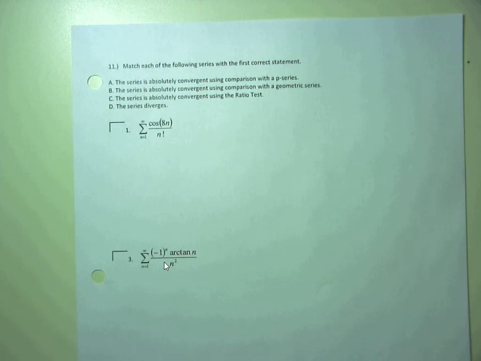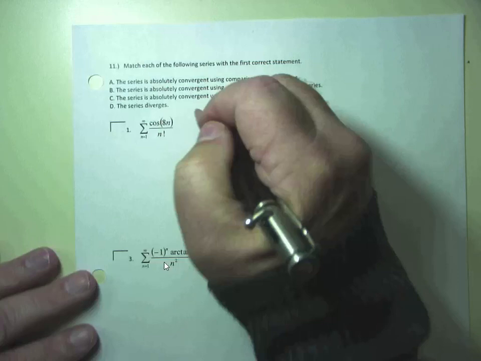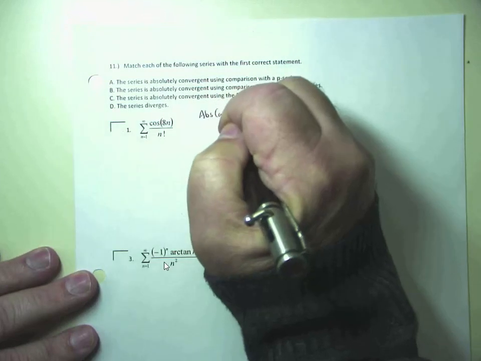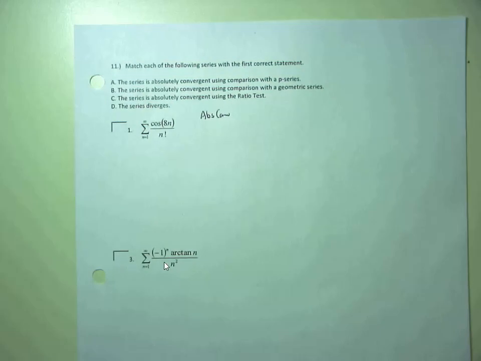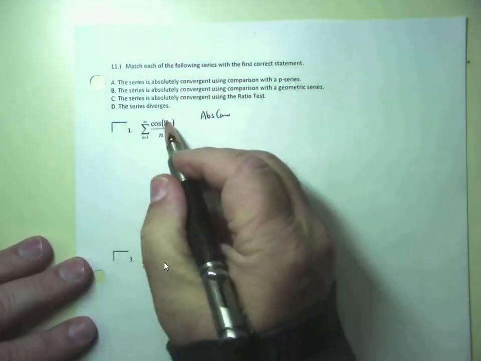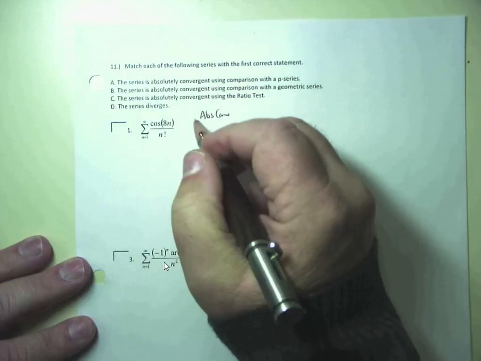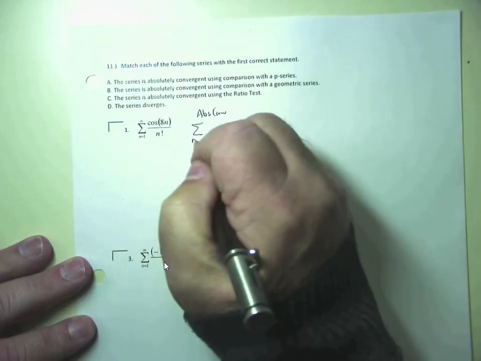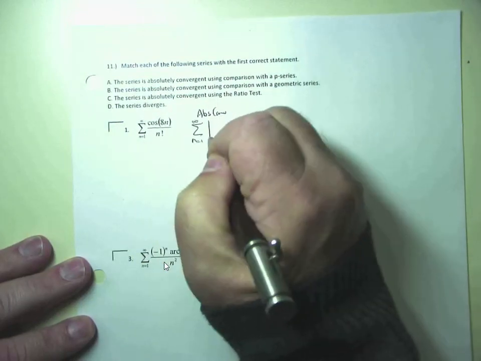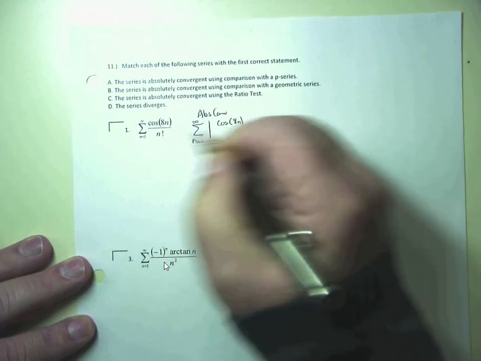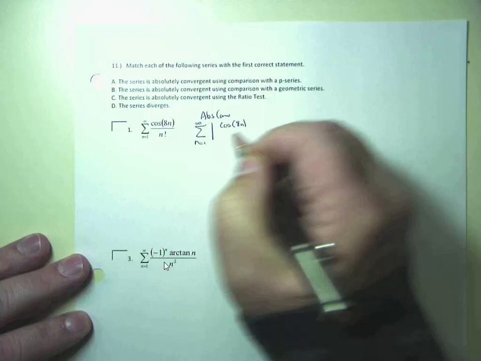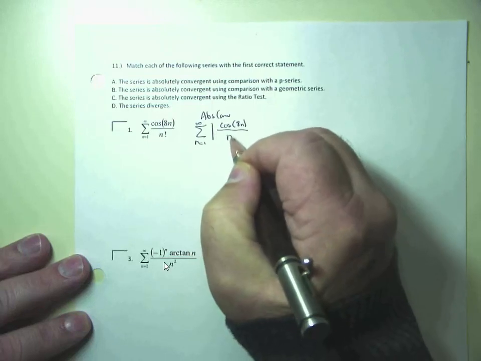So we're going to do absolute convergence on these, which means getting rid of that (-1)^n type thing. For this first one, I'm going to check for absolute convergence, and you have the cosine of 8n. Remember, absolute convergence means you're doing the sum as n goes from 1 to infinity of the absolute value of cosine of 8n, so all those terms when cosine was negative are now positive, over n factorial.